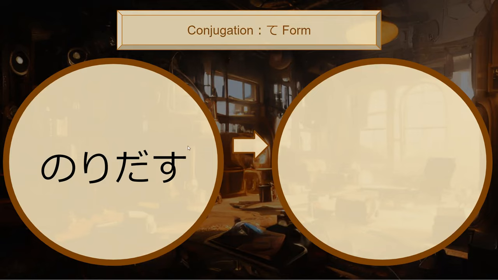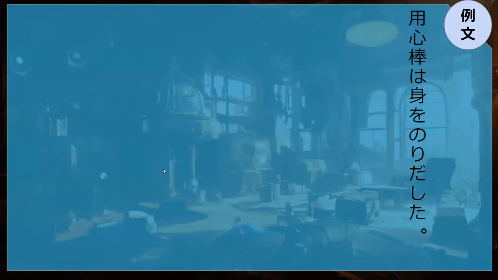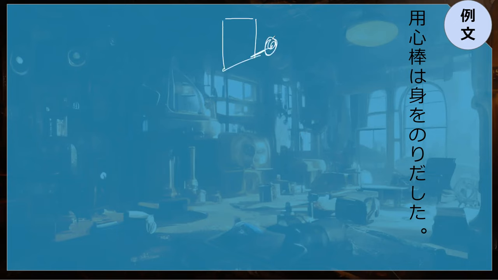Noridashite. Let's go read this example sentence. Noridashite, to lean forward. Yojinbo wa mio noridashita. The bodyguard leans his body forward. Perfect. And I just thought I'd randomly point out, it's not needed for this book, but this can also be used if you want to lean out a window or something like that. So you don't have to be leaning while standing. It's any kind of leaning forward.